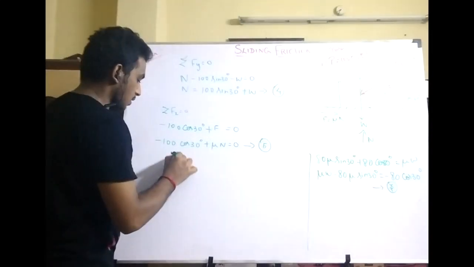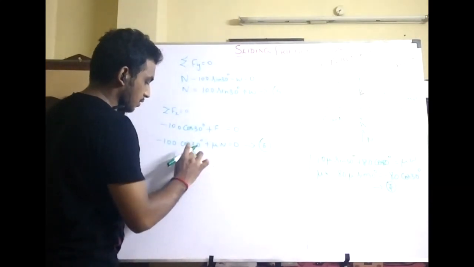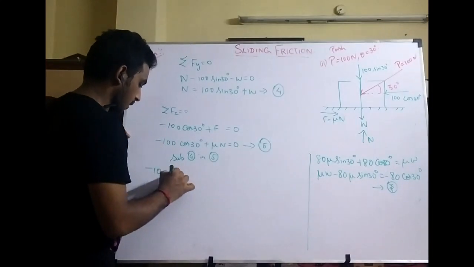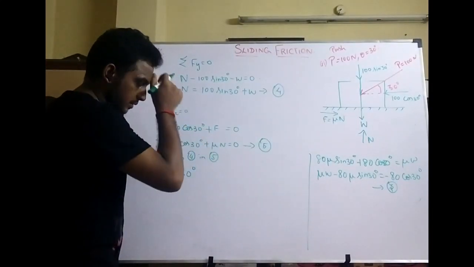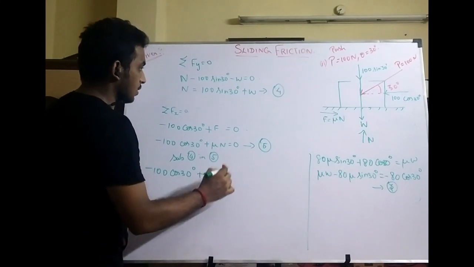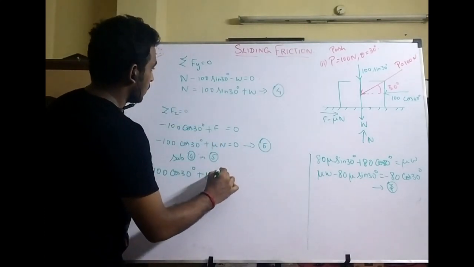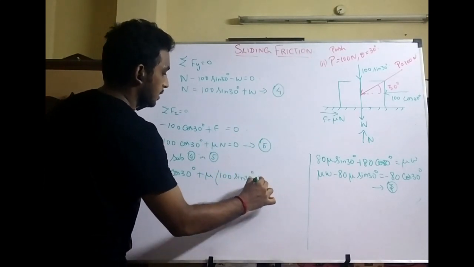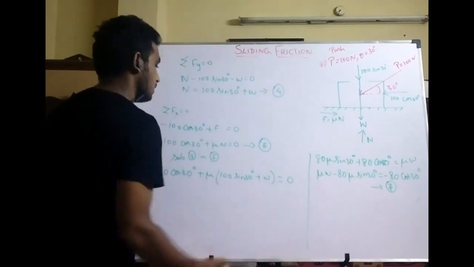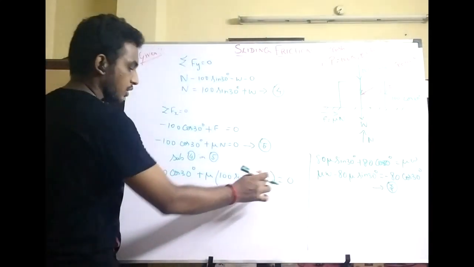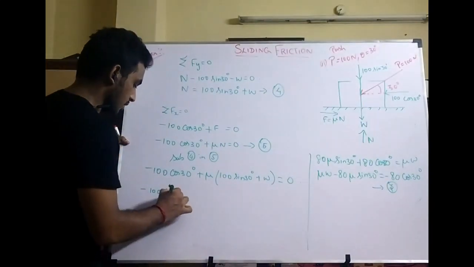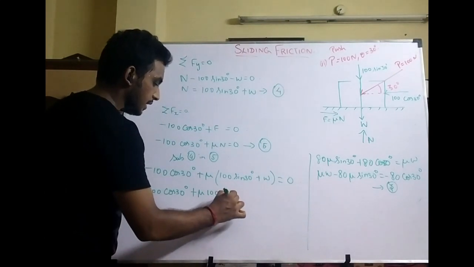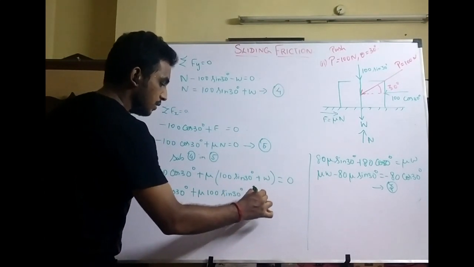Substituting the value of 4 in 5, we get minus 100 cos 30 plus mu times the value of the normal reaction from 4, that is 100 sin 30 plus W, which is equal to 0. Multiplying the mu over here, minus 100 cos 30 plus mu times 100 sin 30 plus mu W is equal to 0.